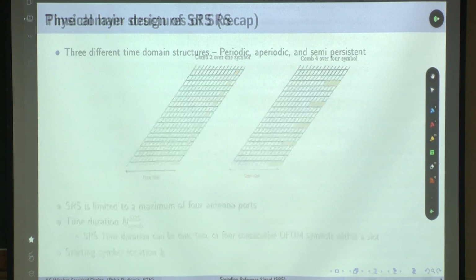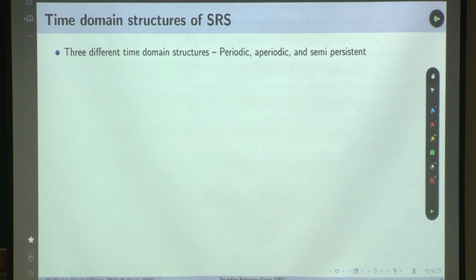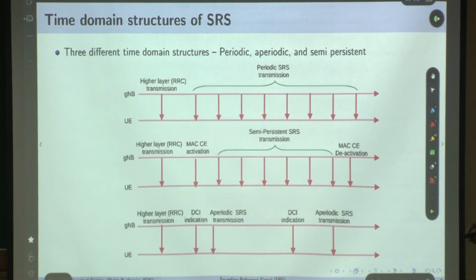Now, before we get into different properties of this SRS, the standard defines 3 different kinds of time domain structures: periodic, aperiodic, and semi-persistent. All this will become clear once I show you this picture. The first one shows periodic SRS transmission, the second one shows semi-persistent transmission, and the third one shows aperiodic transmission. It's crucial to understand this to get a complete picture of SRS transmission.